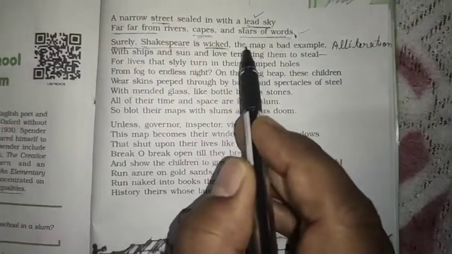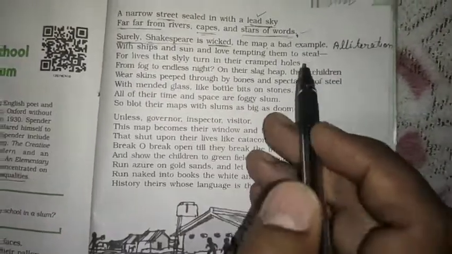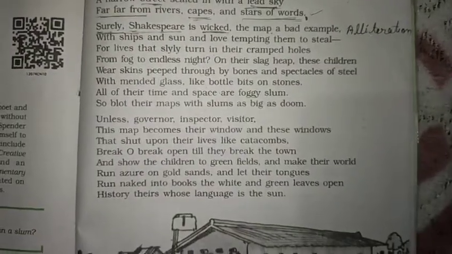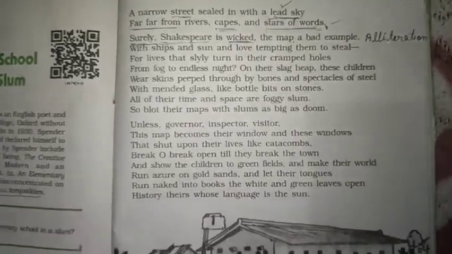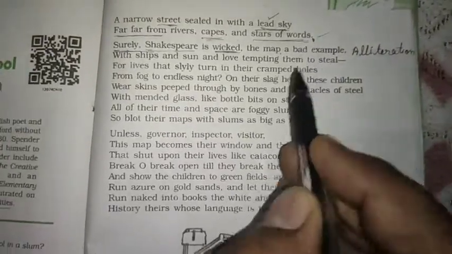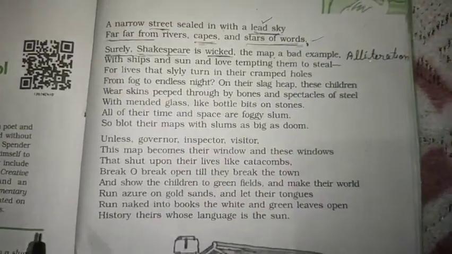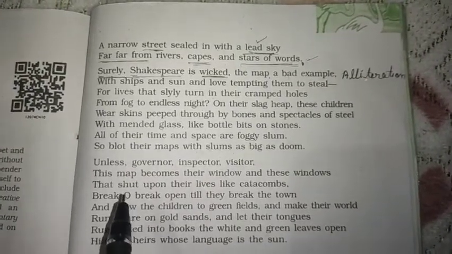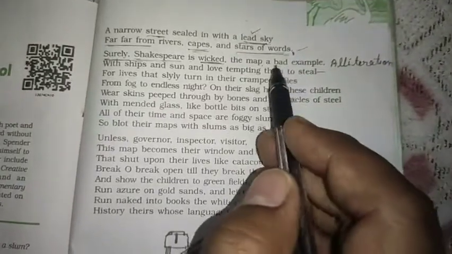Now see the second phrase, "the map, a bad example." The map that is shown in the second stanza, the map of the world, or the boundary of the world, is a bad example for them because their life is confined. Their life is confined in the slums only. They have never seen the outside world. They are limited, reduced to the slum area only.